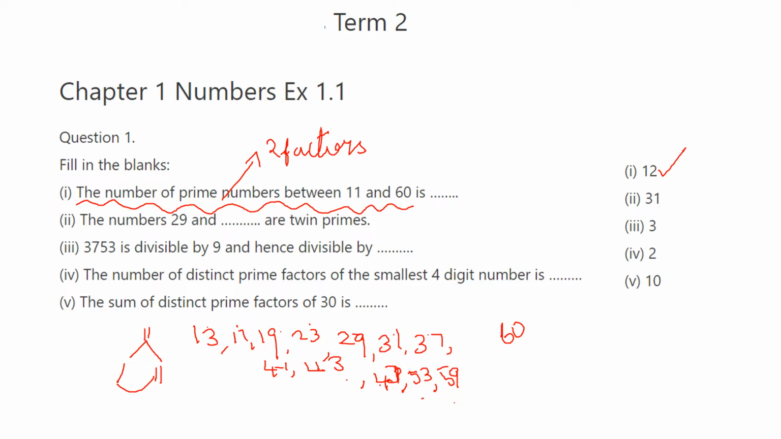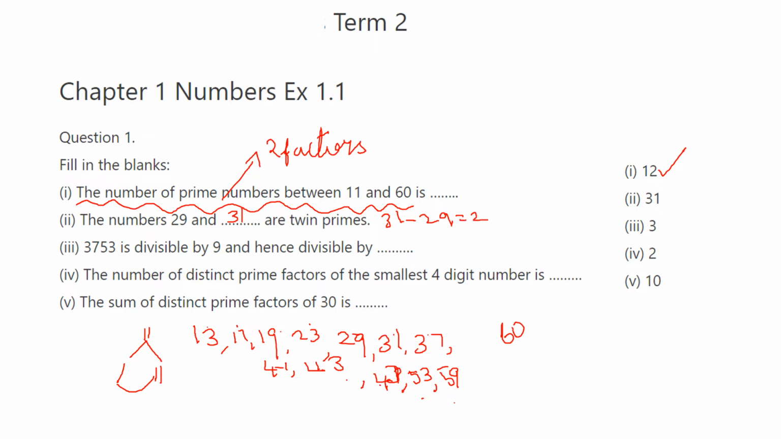Next, the numbers 29 and dash are twin primes. What is a twin prime? We have to take a pair of prime numbers whose difference is 2. That is a twin prime. So here 29 and 31 are twin primes. You see the difference, 31 minus 29, that is 2. That's why the other number is 31.